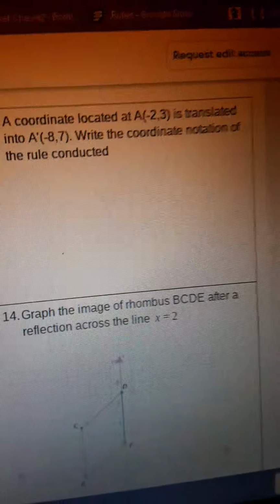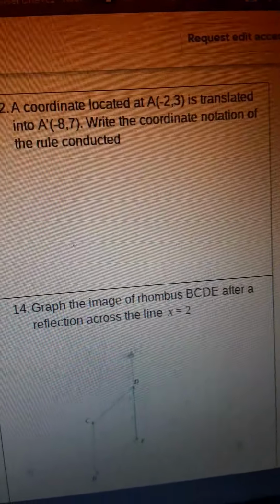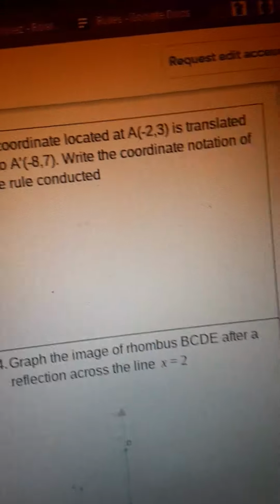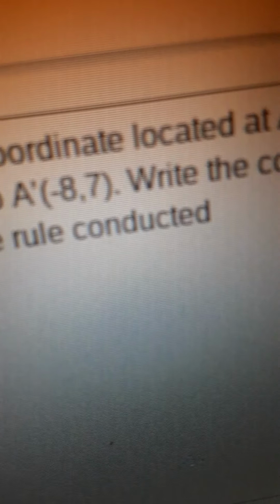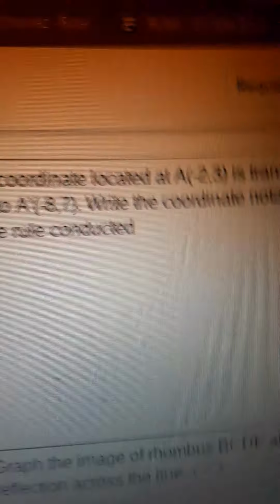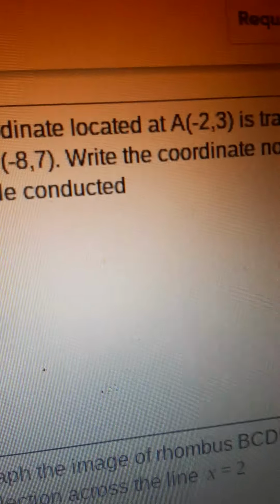A coordinate located at -2, 3 is translated to A prime, -8, 7. So he's just asking you to write the rule that was used to make this turn into this. After I figured it out, it was x minus 6, comma, y plus 4. Because -2 minus 6 is -8, and 3 plus 4 equals 7. So that's how it goes.